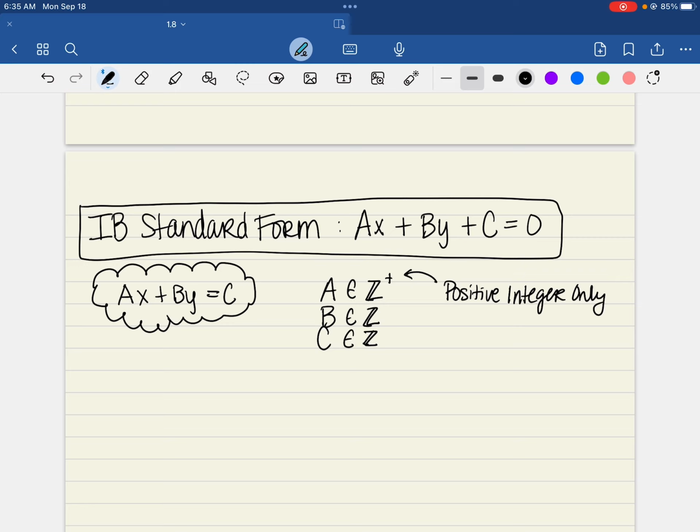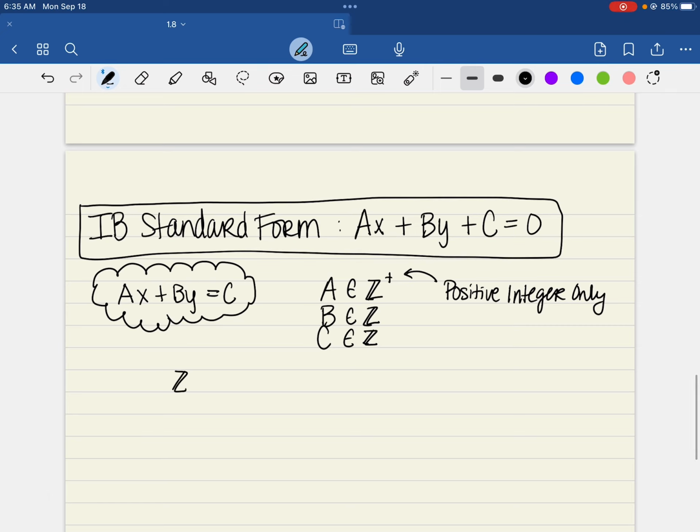Let's remind ourselves what are integers. Remember, this is the set of integers, which by definition is our whole numbers and its opposites, meaning a large array of numbers, but for A specifically, it can only be the positive integers, which is really just saying A has to be a natural number.